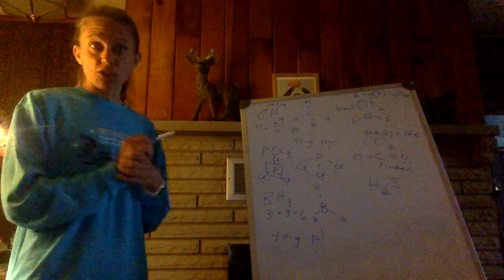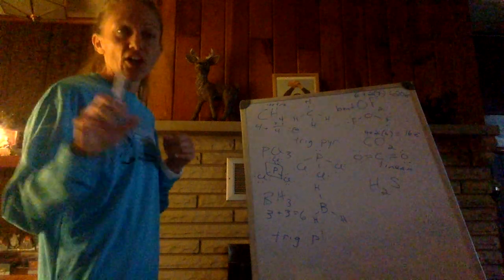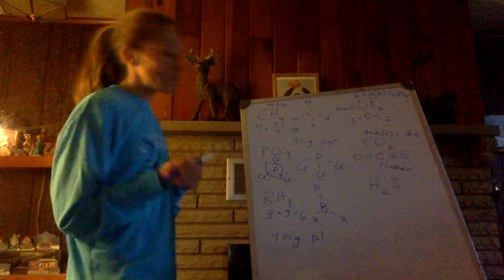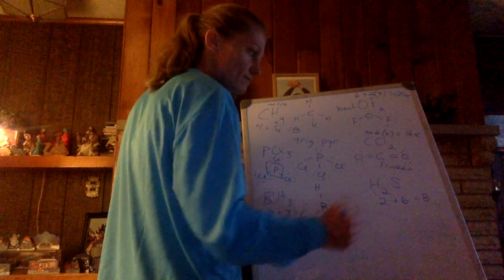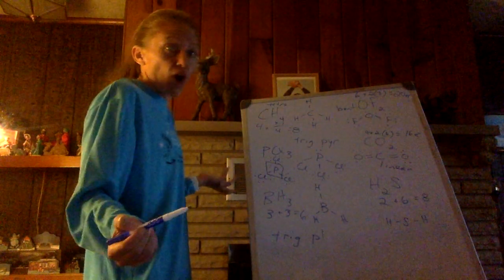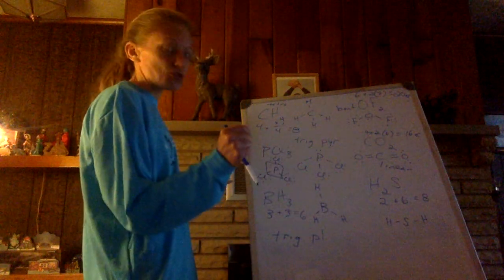H2S, it's going to look like H2O. I always do. Water. Sulfur and oxygen are in the same group, so they'll look alike. 2 from hydrogen and 6 from sulfur gives me 8. I think I know what's going to happen here. If I put sulfur in the middle and 2 hydrogens on it, I'm already almost out of electrons. Sulfur needs more, hydrogen sure doesn't.